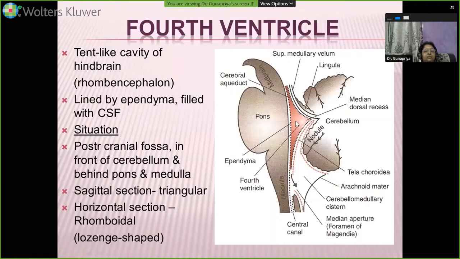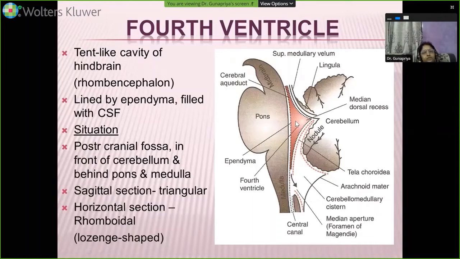There is a capillary plexus within the cavity of fourth ventricle, formed from PICA, the posterior inferior cerebellar artery, branches of vertebral arteries. So the cerebrospinal fluid is also synthesized from the blood within the choroid plexus, which is derived from the capillaries of the PICA artery. So it's a tent-like cavity seen within the hindbrain or rhombencephalon, lined by ependyma and filled with cerebrospinal fluid. Now situation, where is it situated?